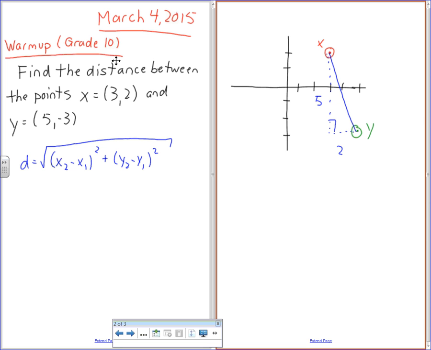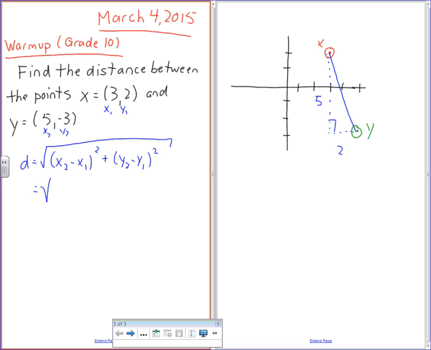So I'm going to pick this point as x1, y1. This is going to be x2, y2. So this is going to go then as square root of 5 minus 3 squared plus -3 minus 2 squared, which happens to be the root of 2 squared plus 5 squared.